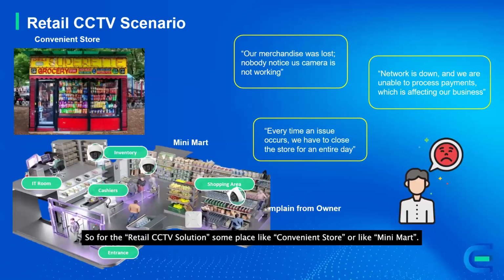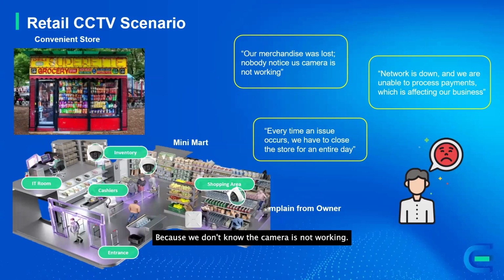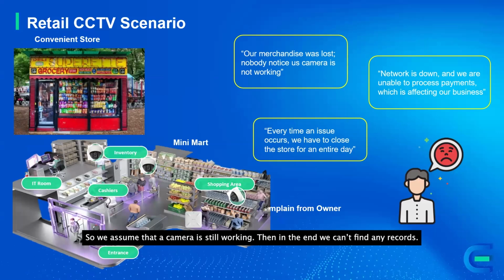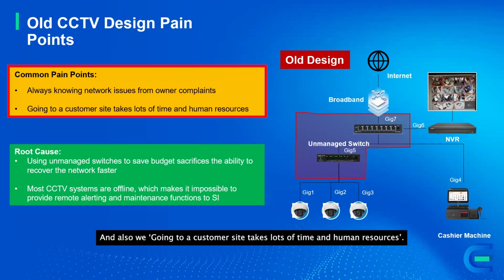For retail solutions, there are places like convenience stores and mini marts. Owners may complain that their merchandise was lost and nobody noticed because the camera was not working. We don't know the camera is not working, so we assume it is still working, and in the end we can't find any records. With old CCTV designs, owners always find out about network issues from complaints, and we spend a lot of time and human resources on the customer side.